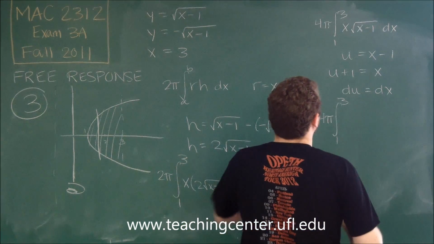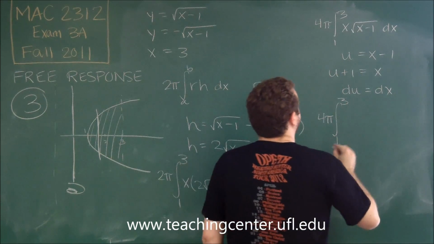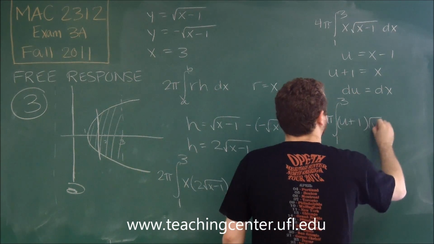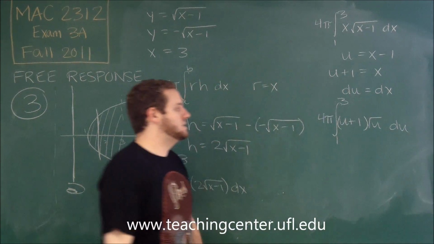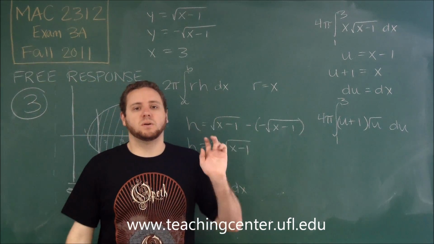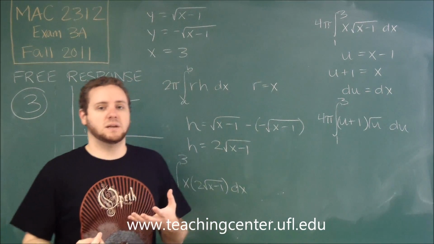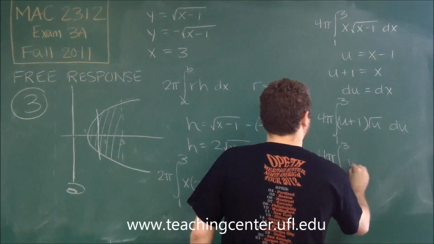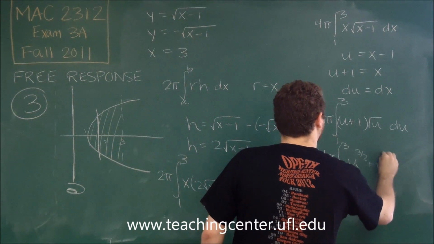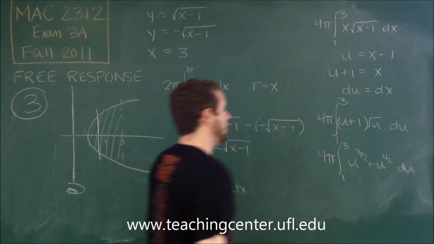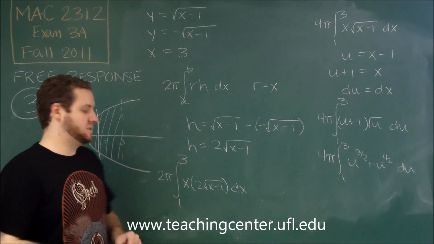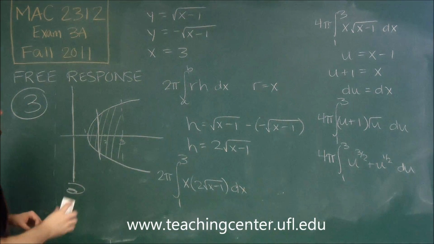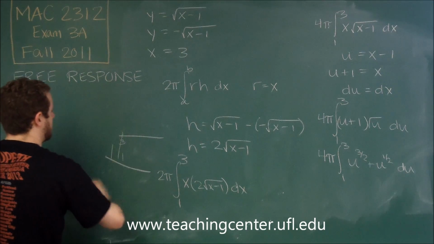The reason we want to do that is because this is what happens. We still have the 4 pi out front. Now x becomes u plus 1, and square root of x minus 1 just becomes square root of u. You can see this makes a lot more sense because now you can distribute the square root of u and everything is just a power and you can just use your standard power rule. So one more step before we actually do the antiderivative. This would be u to the 3/2 plus u to the 1/2 du. You can see now that's a very simple integral to do, and we can get the answer pretty quickly. So I'm going to erase the graph here, we don't need that anymore.